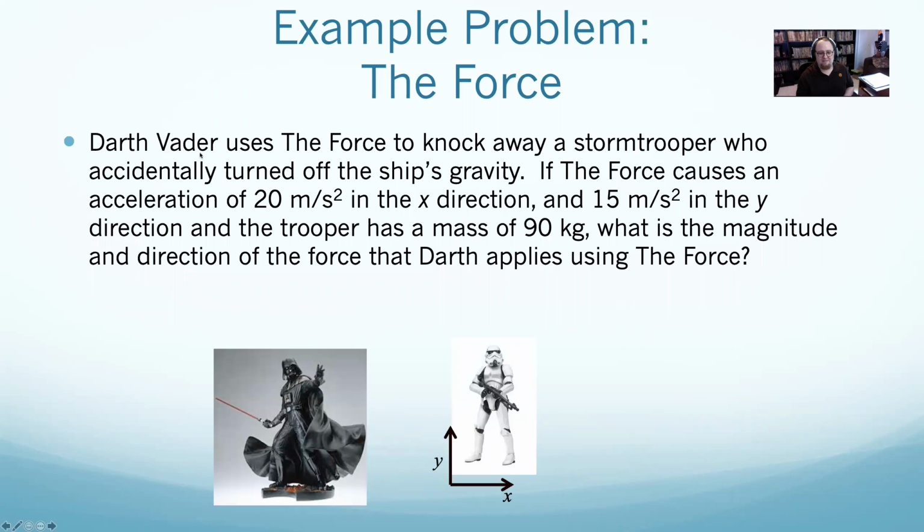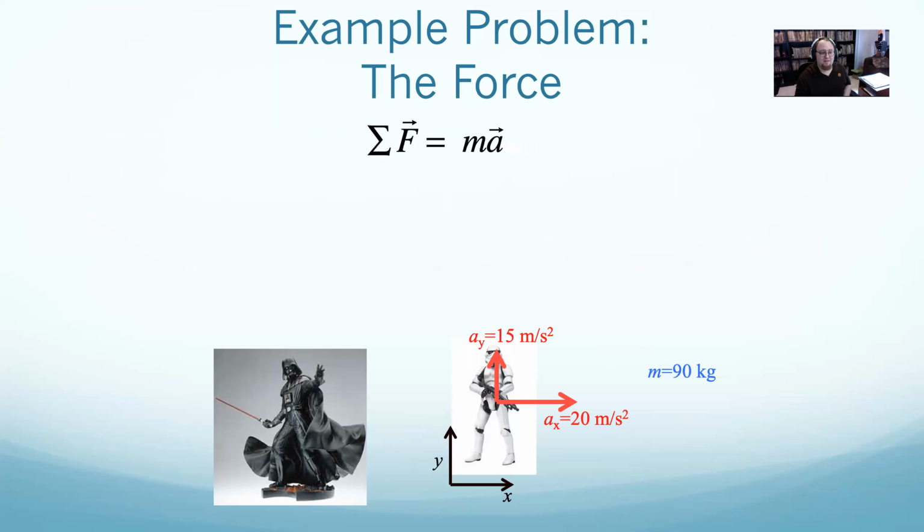Here's the general idea. Using the Force, forces are applied, making this guy go wee off that way. And my question is, what is the magnitude and direction of the force, given an acceleration in x of 20 and an acceleration in y of 15 and a mass of 90 kilograms. If you want to find the force of the Force, there's only one force acting here. There's no gravity, it said. So the only force would just follow by F equals ma.